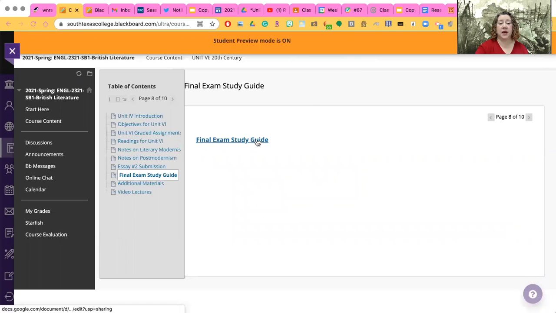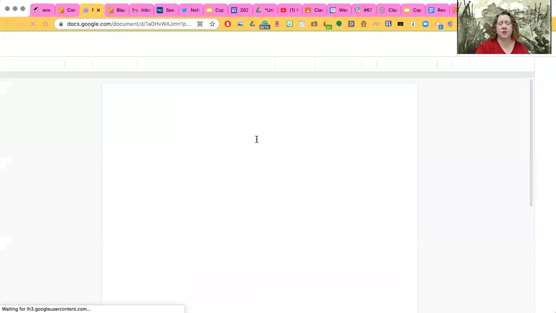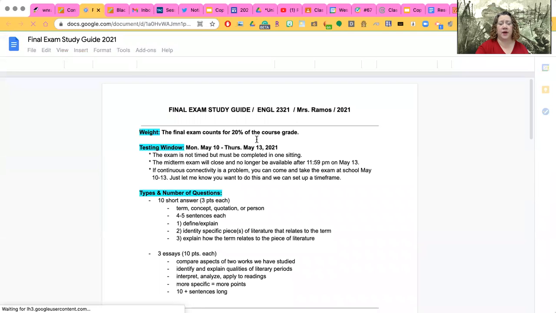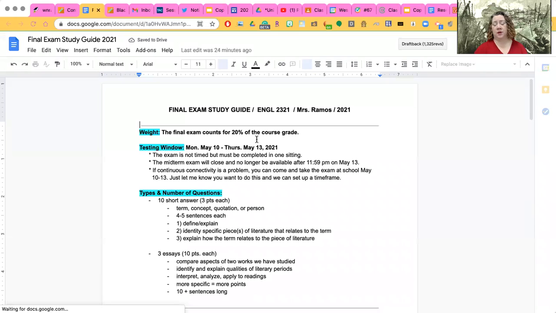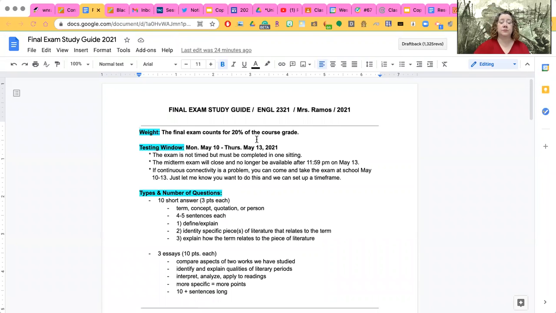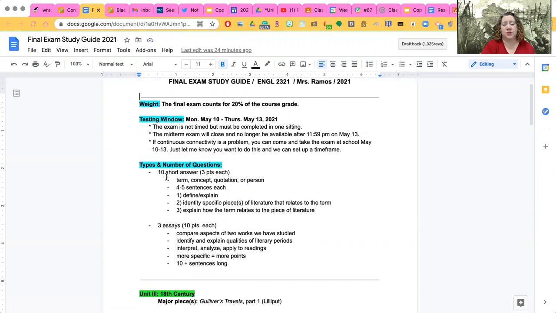Here is the study guide for the final exam. I also put it on the calendar, but let's look at it. I did reduce the number of questions that the final exam has. It was set up to be longer than the midterm from the department. So I reduced from 15 short answer questions down to 10, and from 5 essays down to 3. So hopefully that will help you overall.